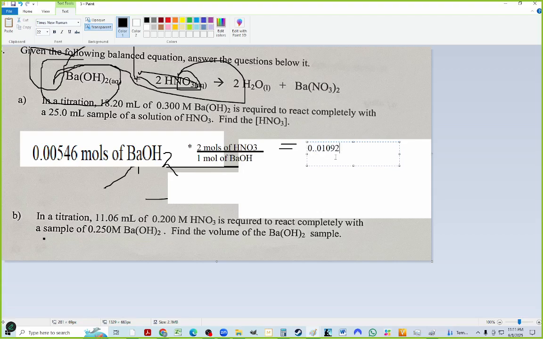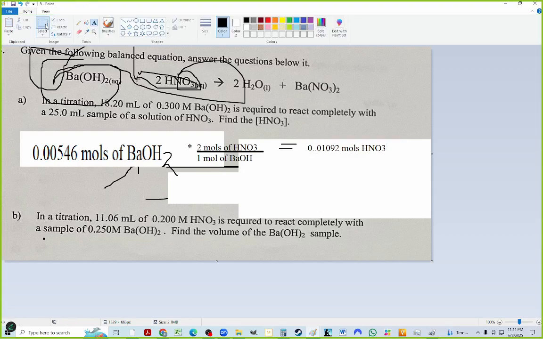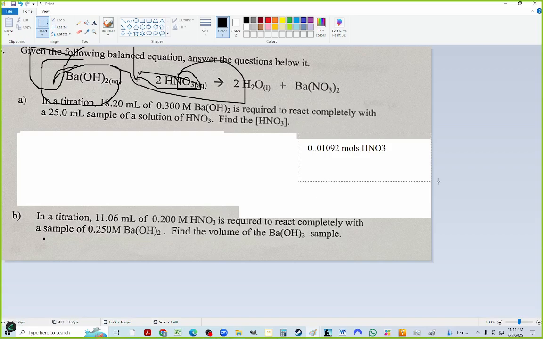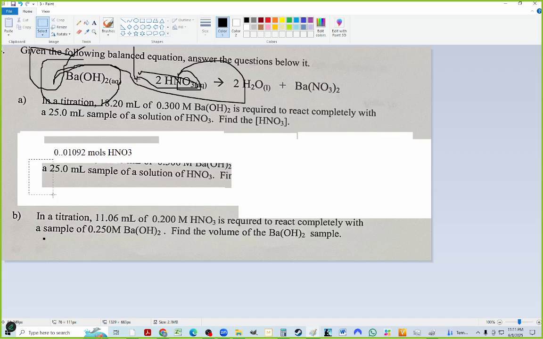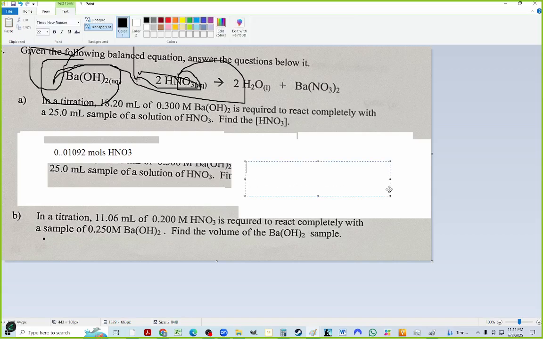There we go. So that is now the moles, not of BaOH, but we figured out moles of HNO3. Now they've told me the amount of liters of that, and in titration you don't have to add the liters. I have moles, and they've told me this many milliliters of HNO3. How many liters is that? That's 25 milliliters, so that's 0.025 liters.